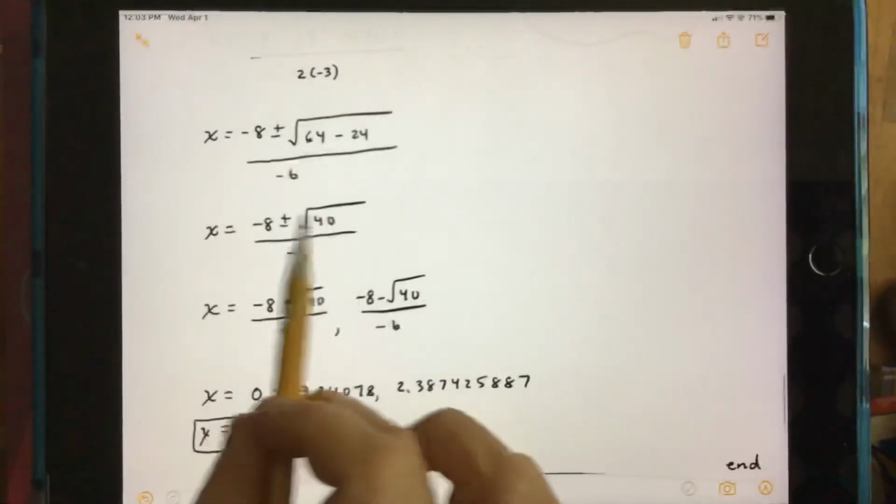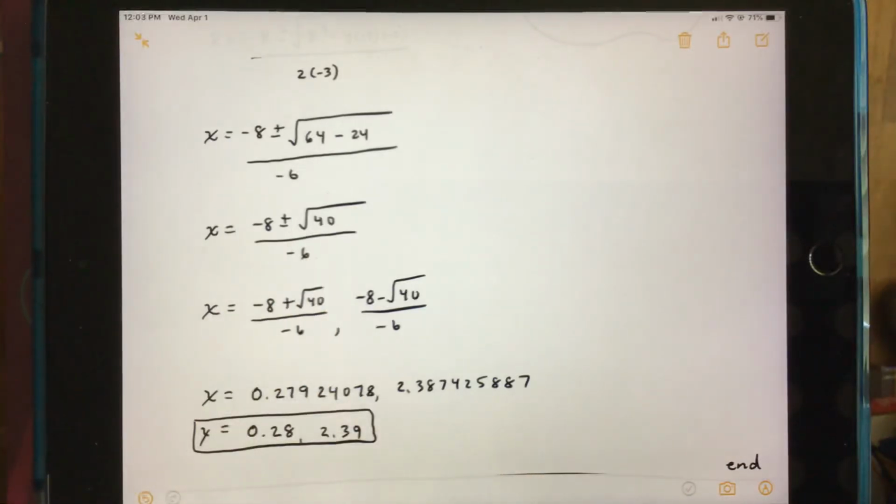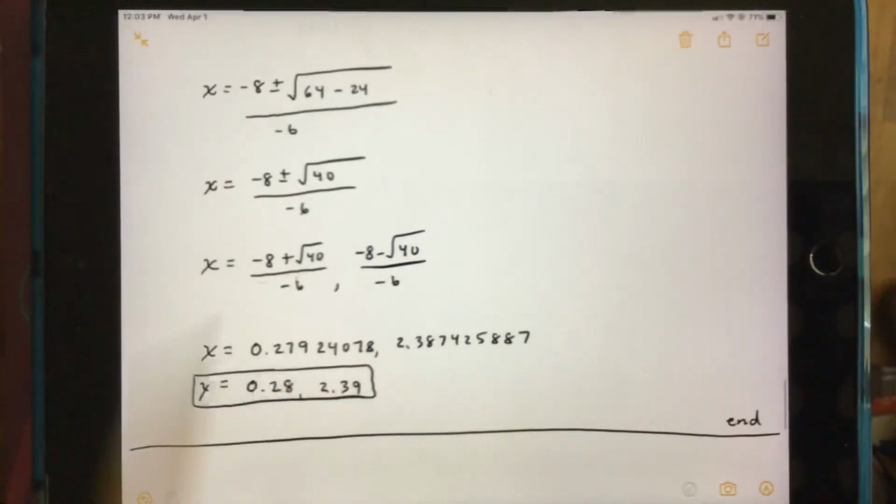And then we're going to break this apart into 2 separate computations, negative 8 plus root 40 over negative 6, and negative 8 minus root 40 over negative 6. We're going to key all of that into our calculator, and this is what it's going to look like when we key all of that into our calculator. And then we'll round to the nearest hundredth. The 7 rounds up to 8 because of the 9, and this 8 rounds up to 9 because of the 7. And we have now solved this equation using the quadratic formula.